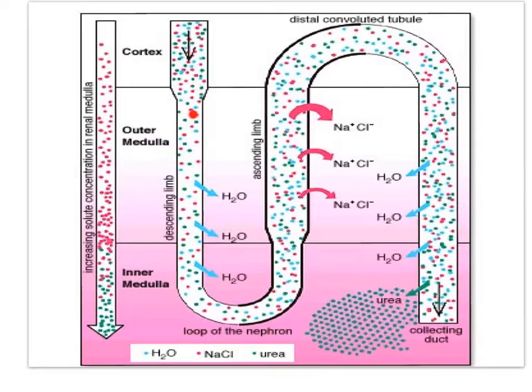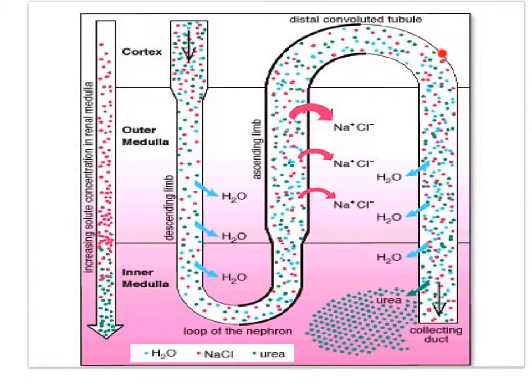Once again, the descending limb of the loop of Henle is permeable to water but not salts, resulting in a very highly concentrated filtrate at the bottom of the loop of Henle. The filtrate moves into the ascending limb, and the ascending limb is impermeable to water, but salts are passively and then actively moved out of the ascending limb. More here than here, more here than here, and so on. And this establishes the concentration gradient in the interstitial fluid seen here as a change in the pink coloration. Hypertonic in the medulla and hypotonic in the cortex.